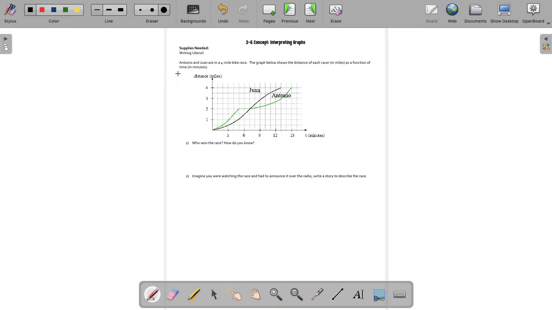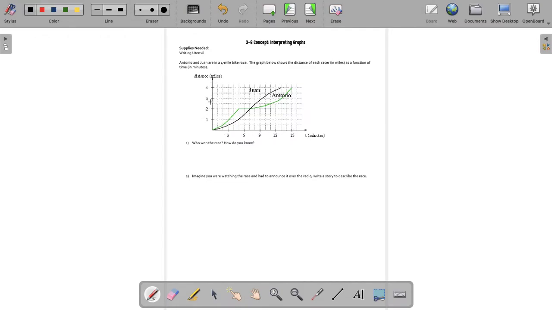We have Antonio and Juan on a 4-mile bike race. The graph below shows the distance of each racer in miles as a function of time in minutes. Okay, so you'll notice here we've got this graph. And the time is on the bottom. And it looks like that's 6, 7, 8, 9. So we don't label each vertical line, but we do it by every 3. Okay, so this 15 means 15 minutes out.